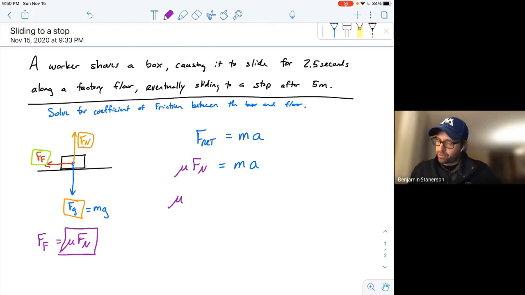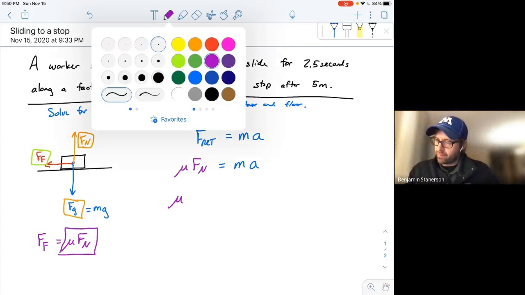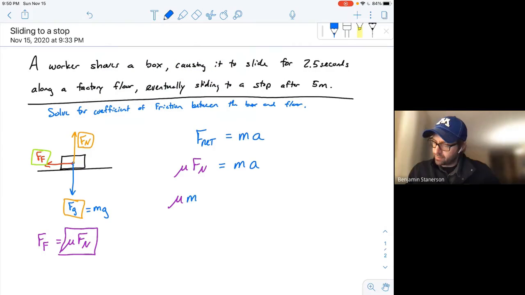However, force normal is the same as mass times gravity. So I'm going to substitute that in. And that's equal to mass times acceleration. Now, hopefully you're seeing symbolically that the mass shows up on both sides. Therefore, it's going to cancel out of our equation. So this and this really disappear.